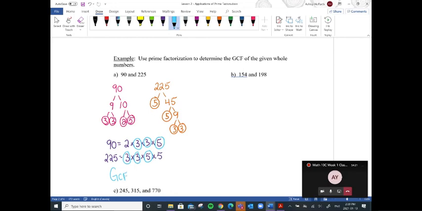And what we do is we multiply them together. So 2 3s and 1 5. Our greatest common factor would be 45. Okay, this process also works for the small numbers too. So if you don't want to make lists ever, you don't need to. You can do prime factorization all the time.